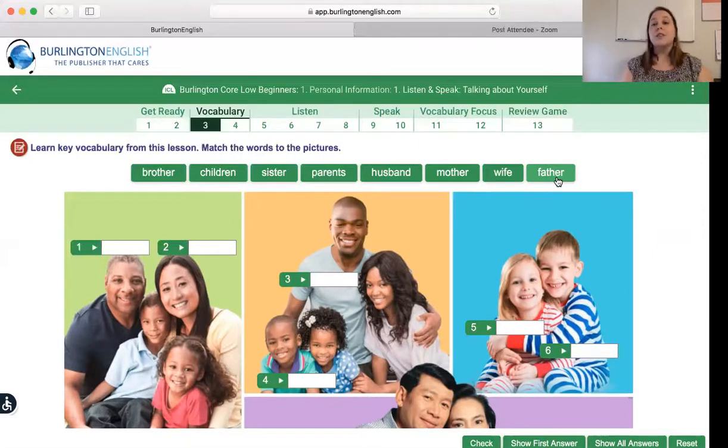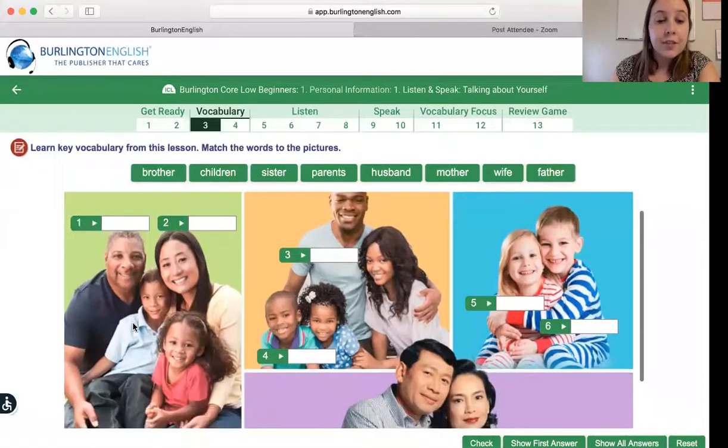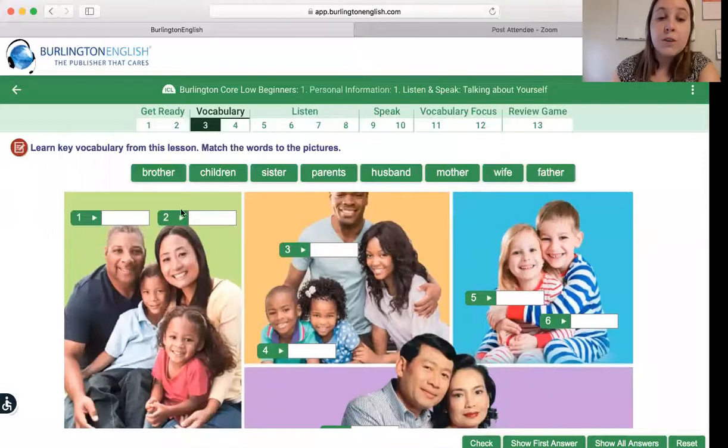Okay, good, good. Now, let's look at these pictures. We want to try to label or put the correct word with the correct person. So let's look at this first picture. What do we see in this picture?